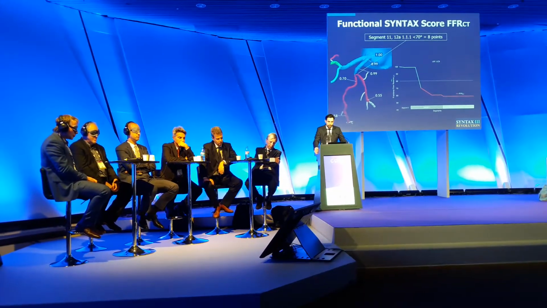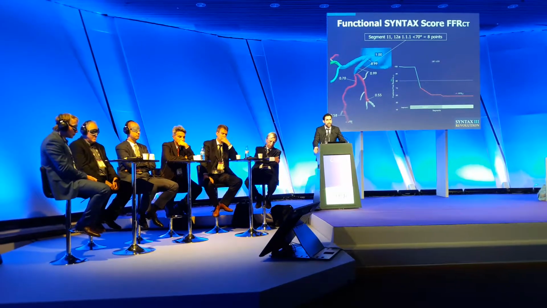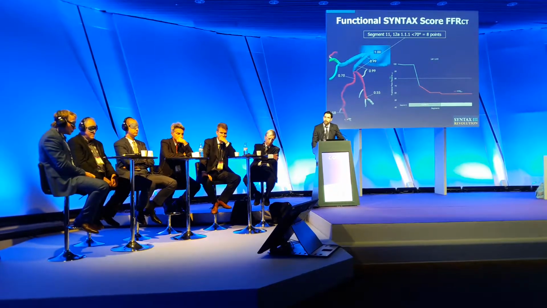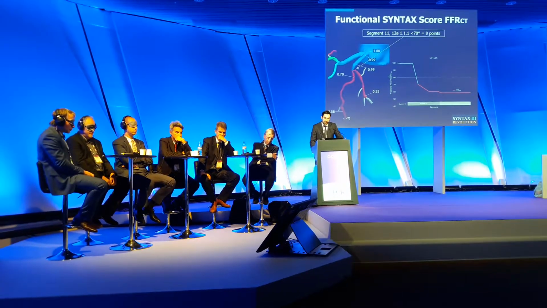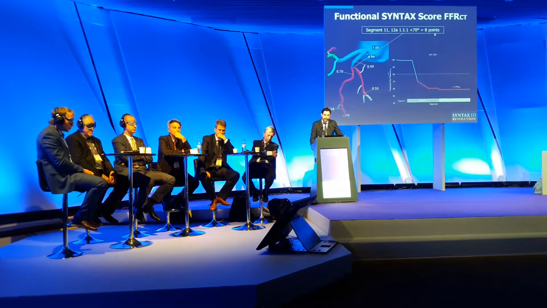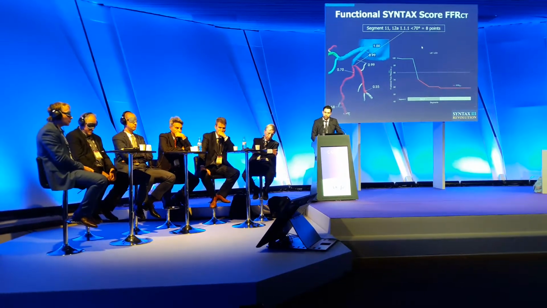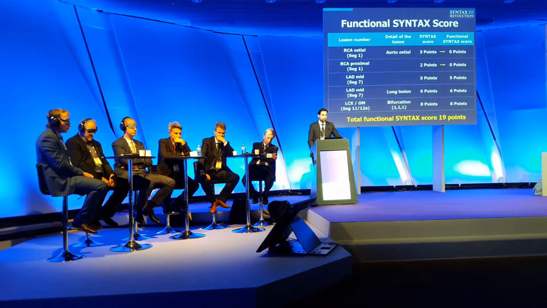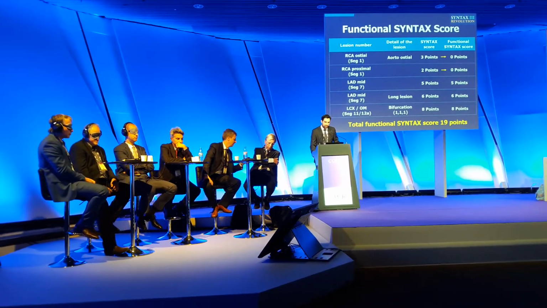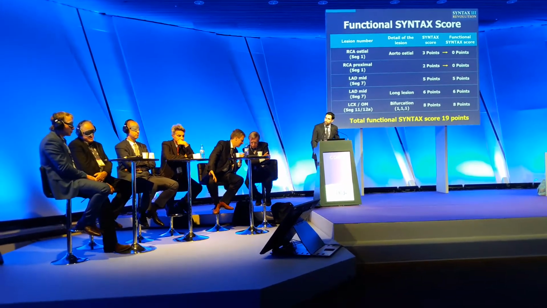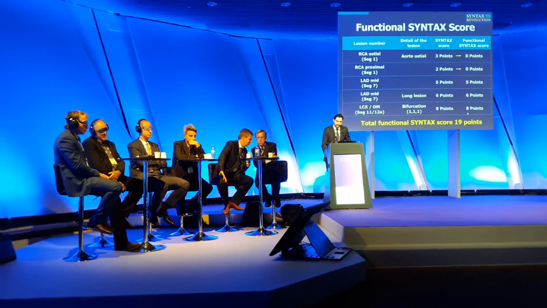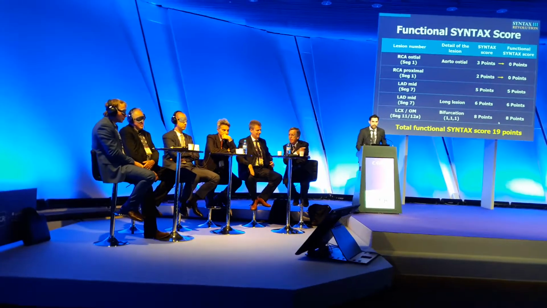This is the same scenario as the circumflex, where the tight bifurcation in the proximal part of the circumflex also creates an important drop in the FFR-CT, and the 8 points remain for the functional syntax score calculation. Just to summarize the information of the functional syntax score, we initially had 24 points for the anatomical score. Now it was reduced to 19 points.